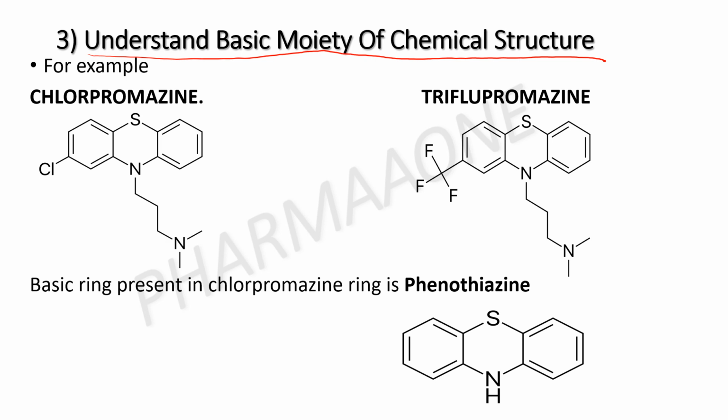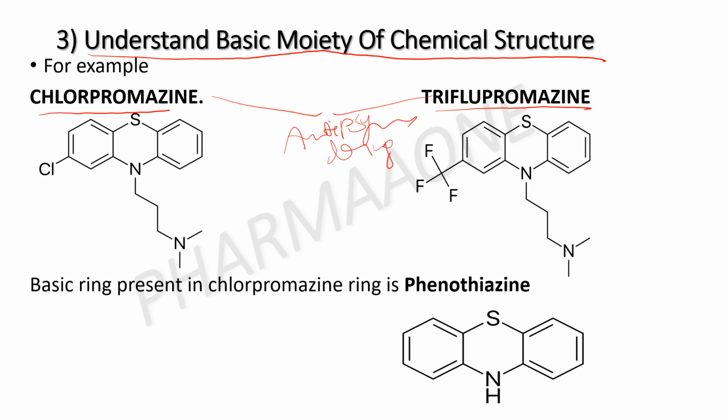You have to understand the basic moiety which is present in chemical structures. I took 2 examples, chlorpromazine and triflupromazine. These both drugs come under antipsychotic drugs. Okay, both are antipsychotic drugs.